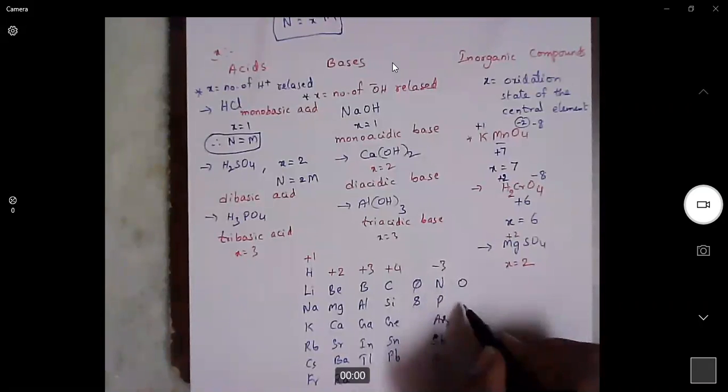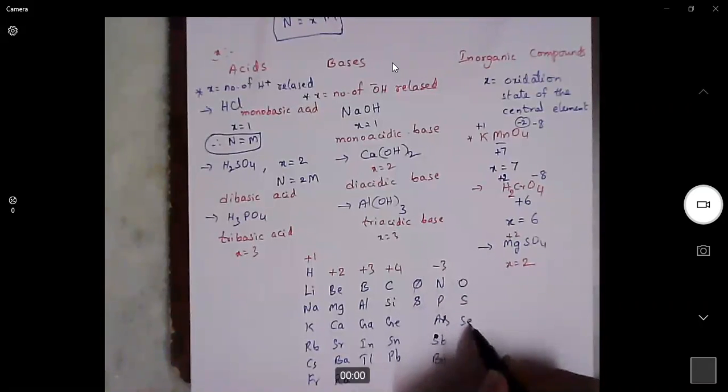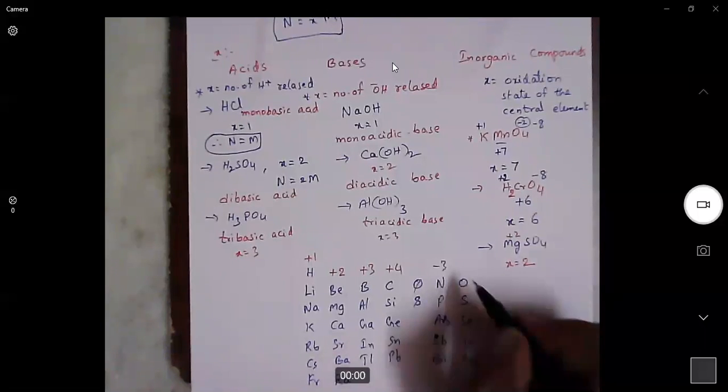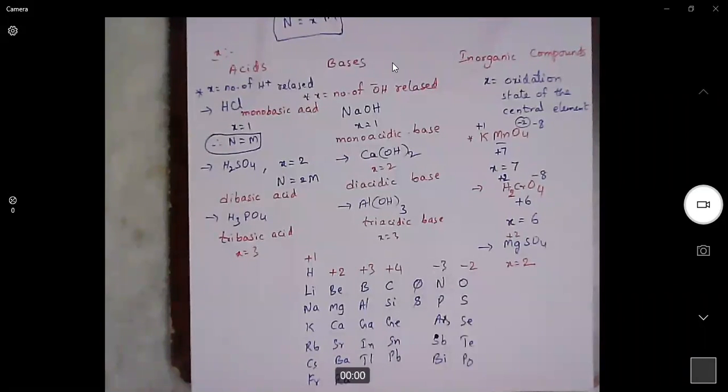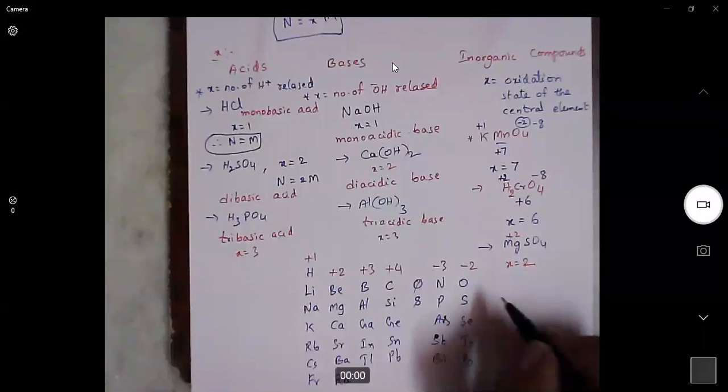Sixth group: oxygen, sulfur, selenium, tellurium, polonium. Oxygen group is stable in minus 2 charge. So any of these elements will take 2 electrons and they get noble gas configuration. So they are stable in minus 2 oxidation state.